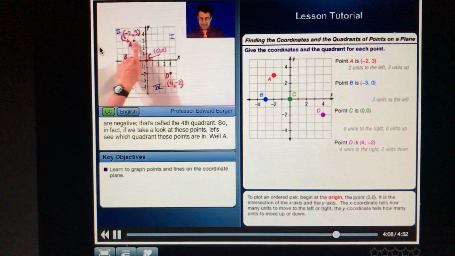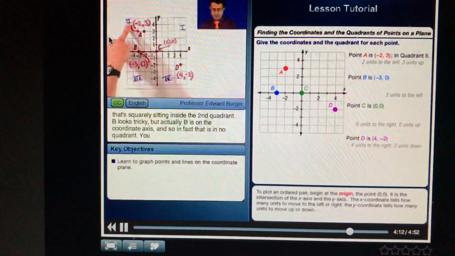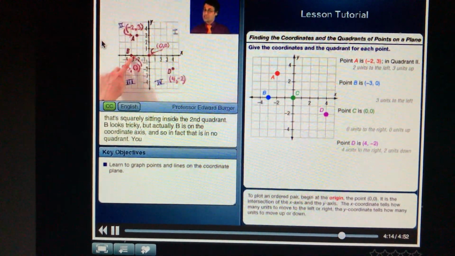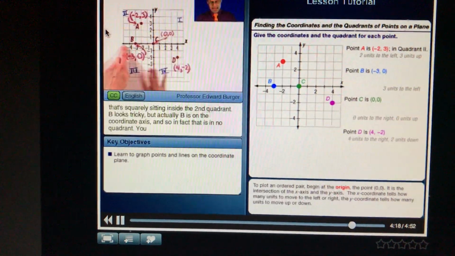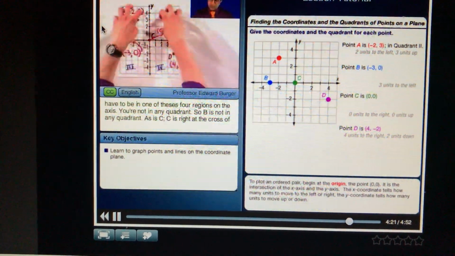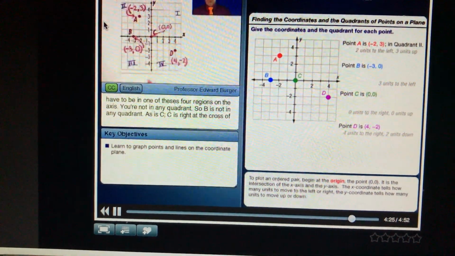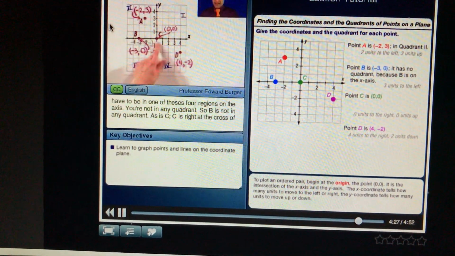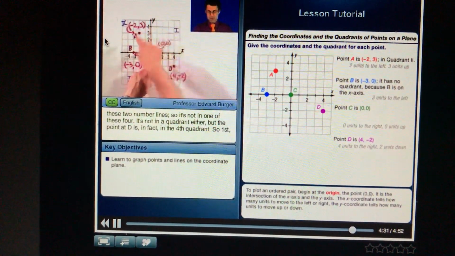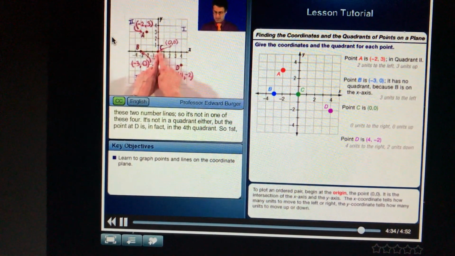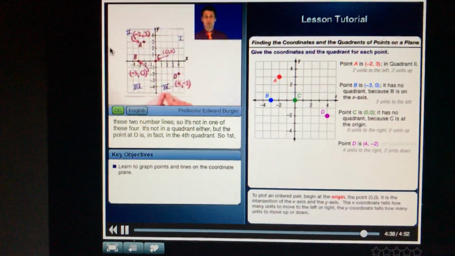So in fact, if we take a look at these points, let's see which quadrant these points are in. Well, A, that's squarely seated inside of the second quadrant. B looks tricky, but actually B is on the coordinate axes, and so in fact, that is in no quadrant. You have to be in one of these 4 regions, not on the axes. You're not in any quadrant. So B is not in any quadrant, as is C. C is right at the cross of these 2 number lines, so it's not in one of these 4. It's not in a quadrant either. But the point at D is, in fact, in the 4th quadrant.